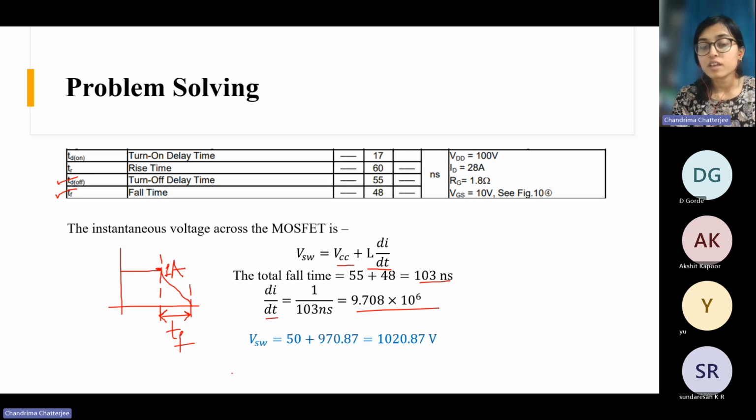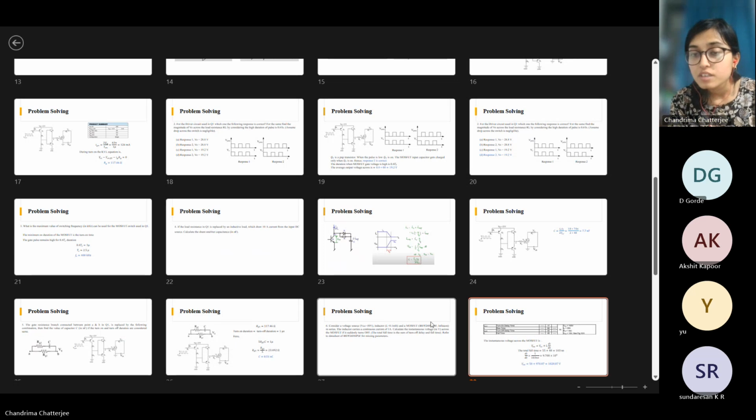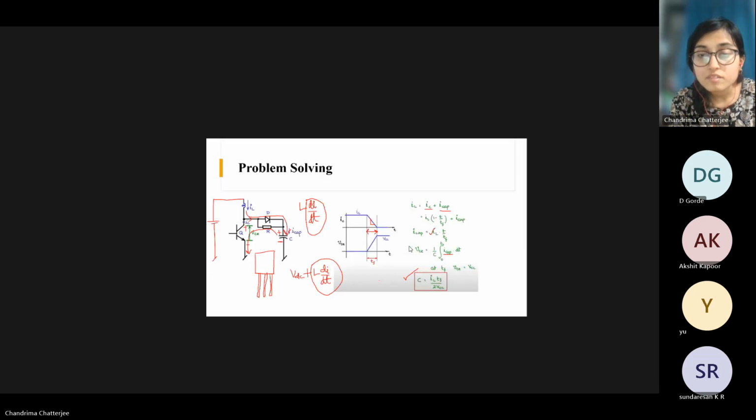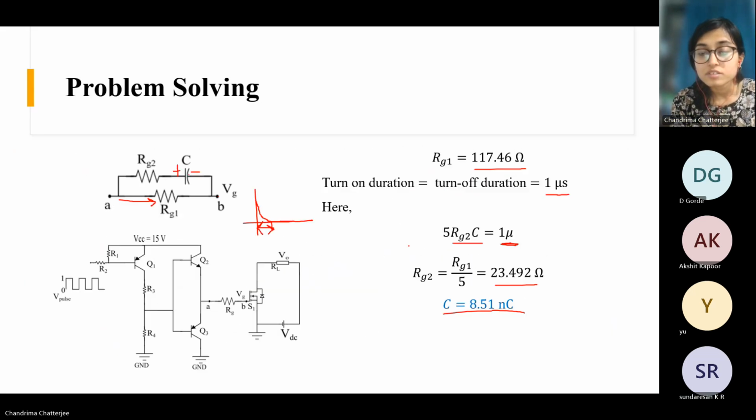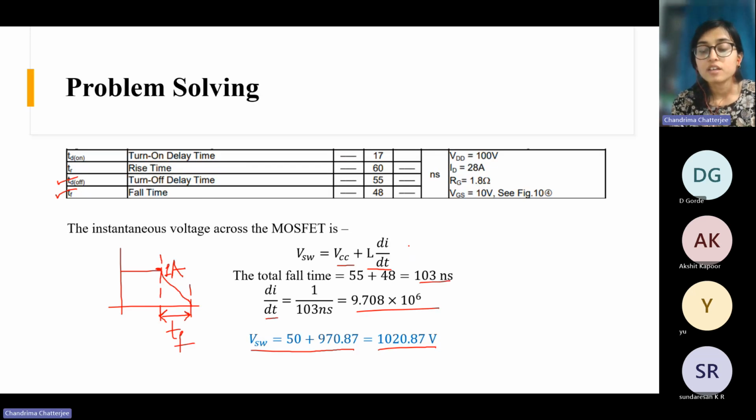this value. And your switch voltage is the voltage that is coming across the switch, that is the supply voltage 50 volt plus L di/dt. So the L value was given. So if you do L di/dt, then you will get this value. So this is a very large value. Sorry. So you see, this is a very large value, right?